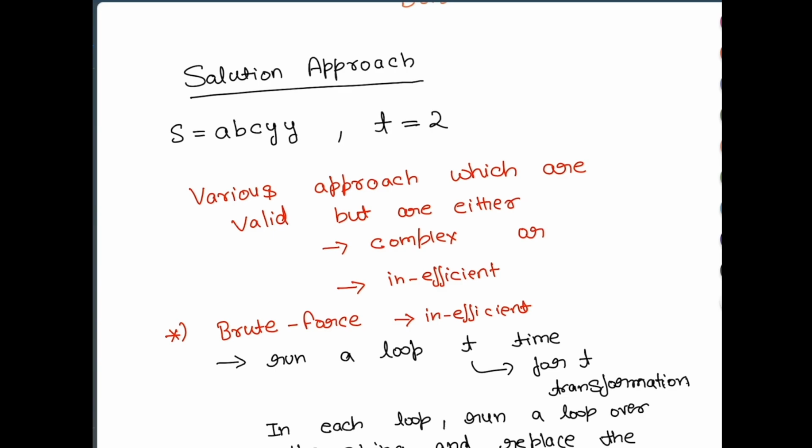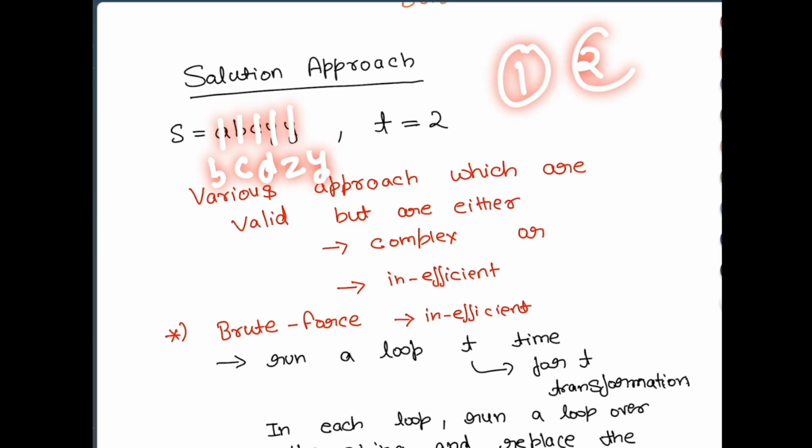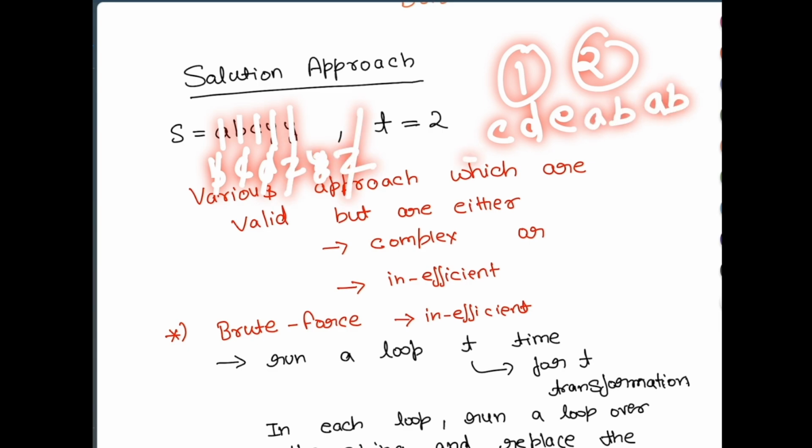This is like saying that you run the loop 2 times, and then in each loop you replace this A with B, B with C, C with D, Y with Z, and Y with Z. This is after one loop. Then in the second loop, you will replace this B with C, C with D, D with E, Z with AB, and this should be Z, right? So you will replace this Z with AB. This is your final string, and you will say the length of this string is 7.